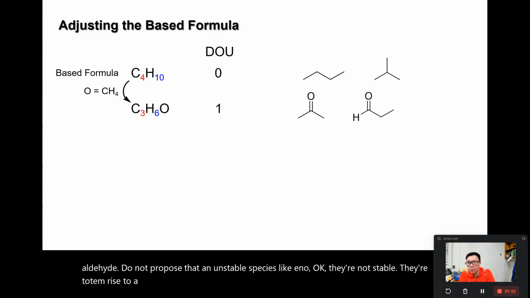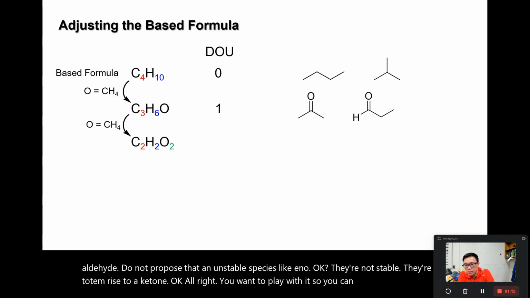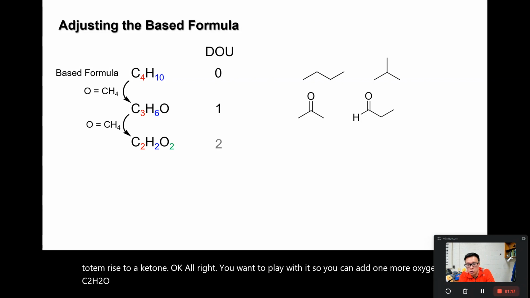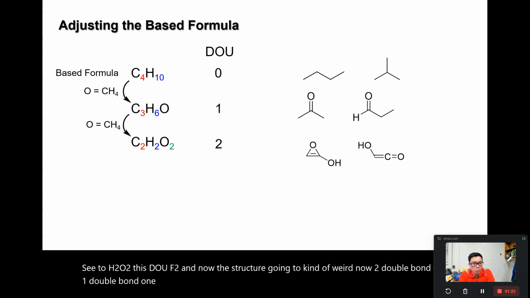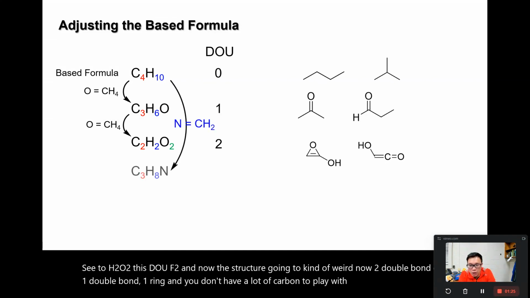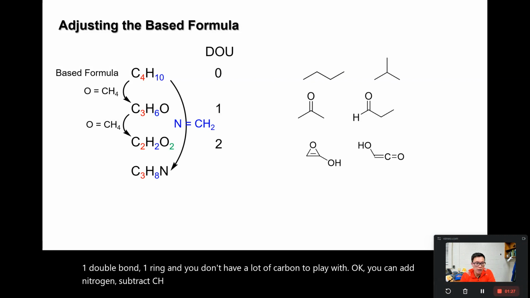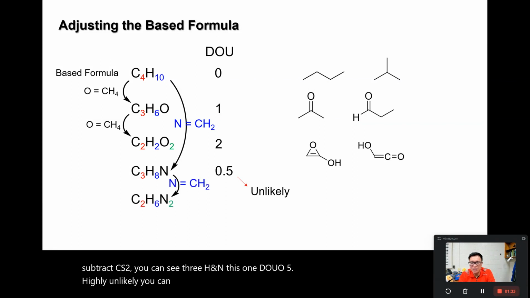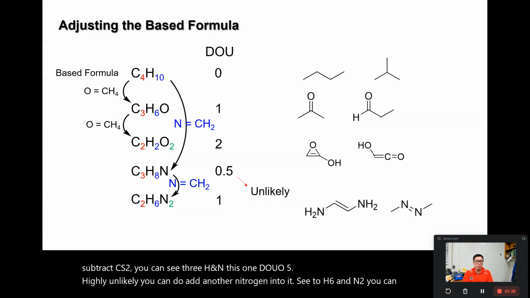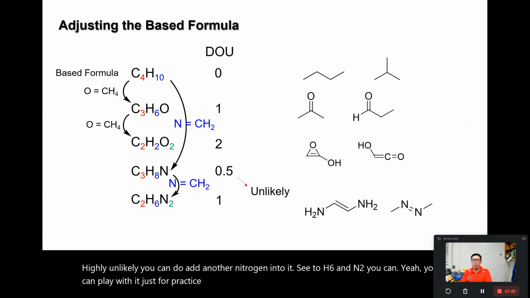Okay, all right, if you want to play with it, you can add one more oxygen, C2H2O2, this DOU of 2, and now the structure is gonna be kind of weird. 2 double bonds or 1 double bond, 1 ring. You don't have a lot of carbon to play with. Okay, you can add nitrogen, subtract CH2, you get C3H8 and N. This one DOU of 5, highly unlikely. You can add another nitrogen into it, C2H6 and N2. You can play with it just for practice's sake. Okay, now too many possibilities.